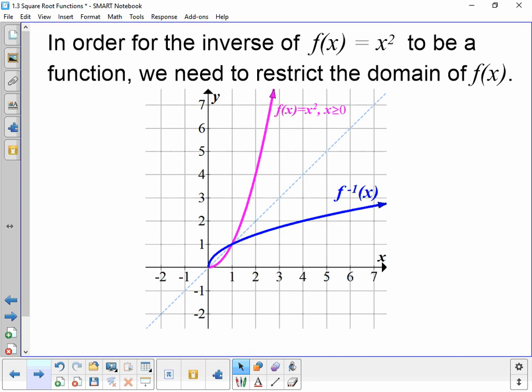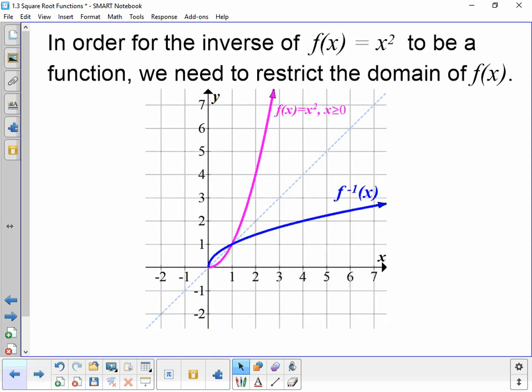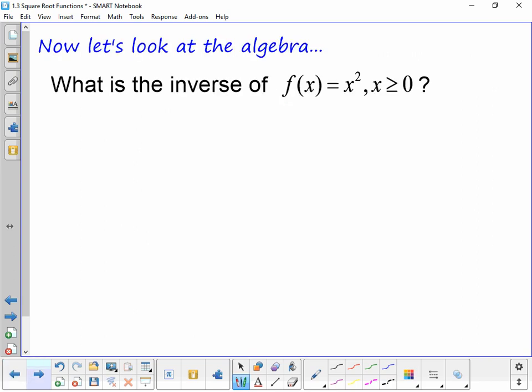So let's look at algebraically how we can find this inverse. We can see what it looks like there, but let's do the algebra. So our question is, what is the inverse of the function f of x equals x squared? So in other words, I'm wondering, what is the equation of this blue graph? How could I write that as an equation? Now this part of it, if you remember from the last slide, it's just a domain restriction. It's just telling us that it's only half a parabola.